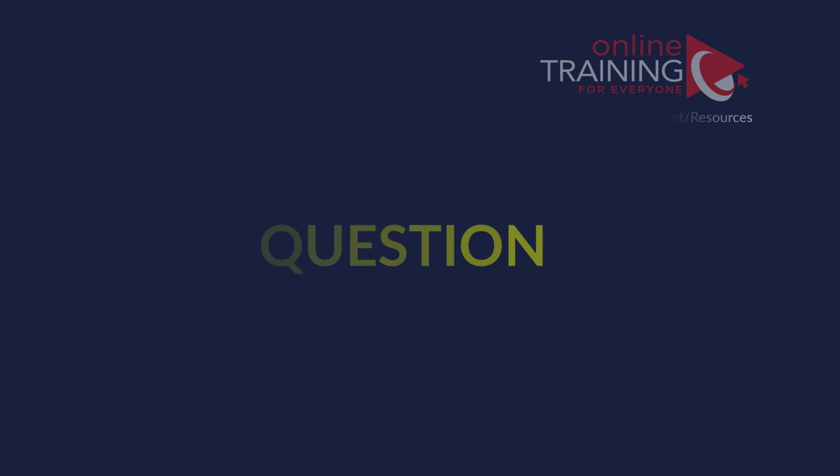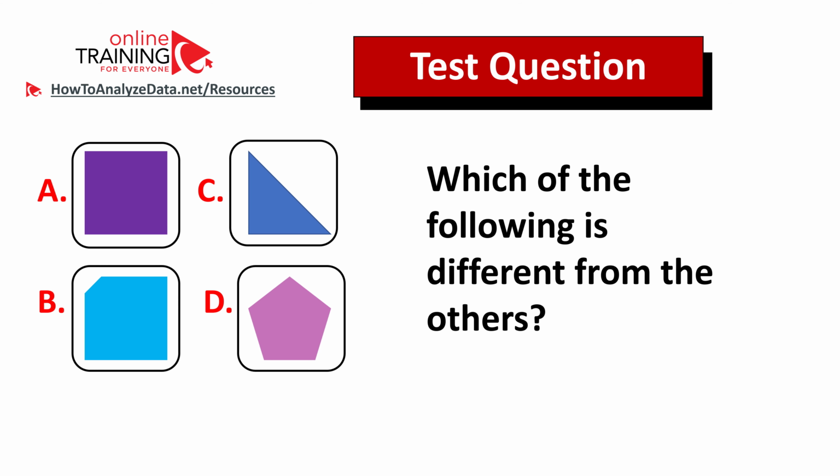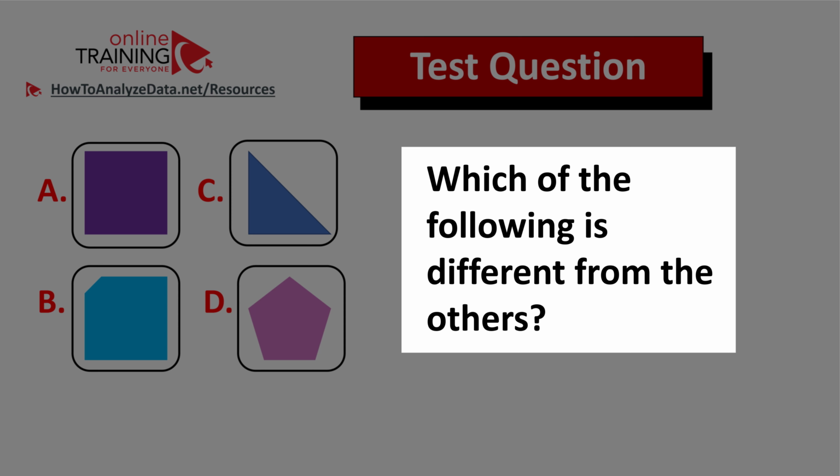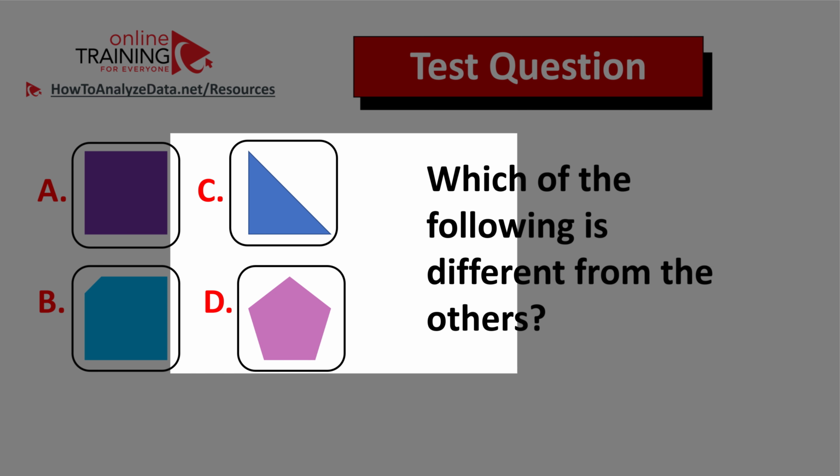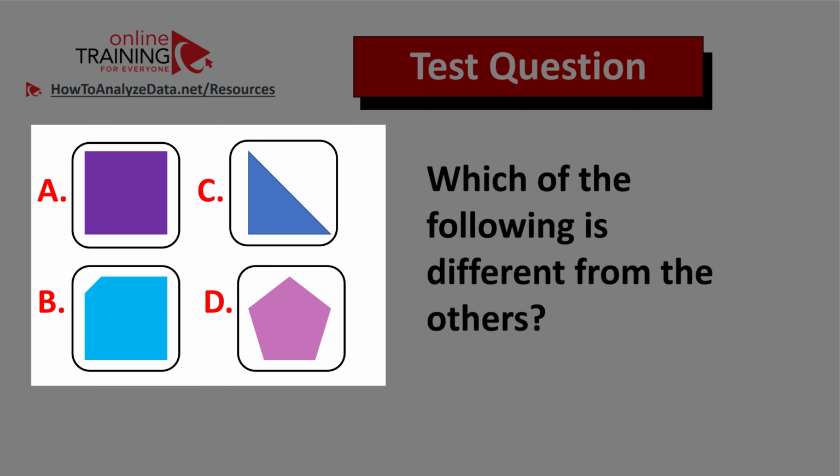Let's look at the interesting question, which was designed to mislead you. Which of the following is different from the others? And you're presented with 4 different shapes. Choices A, B, C, and D. Do you see the answer?